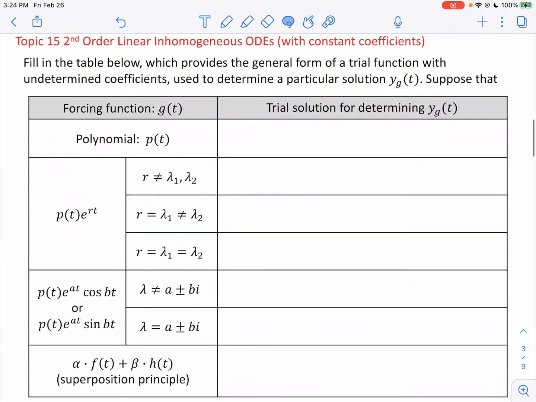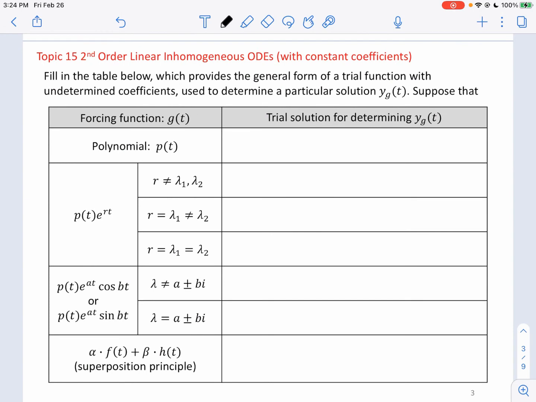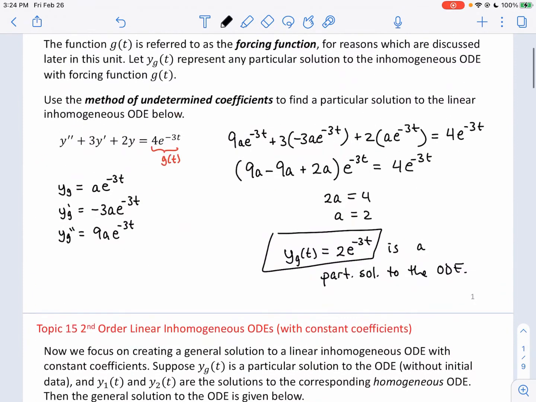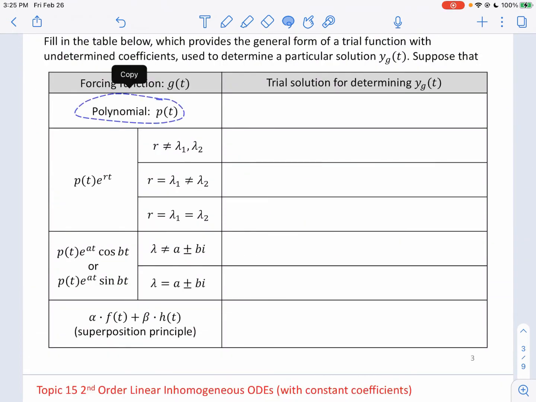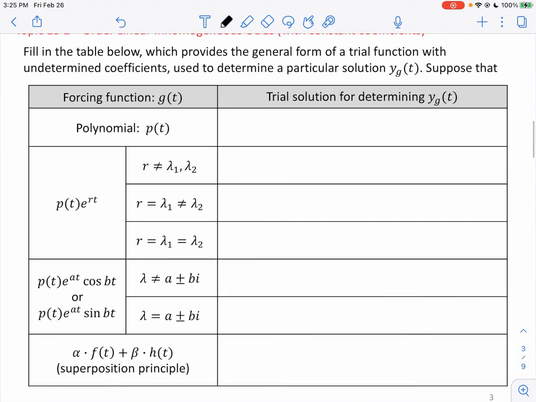Okay, now the next slide is a table that's going to help us know how to make an initial guess for a trial solution for determining the y sub p, the particular solution to the inhomogeneous ODE with forcing function g. And here, our initial guess was just some multiple of the function that we have here, 4e to the -3t. Okay, so if your forcing function is a polynomial, we'll use p of t to stand for a polynomial, then the trial solution you should do is a general polynomial of equal degree.